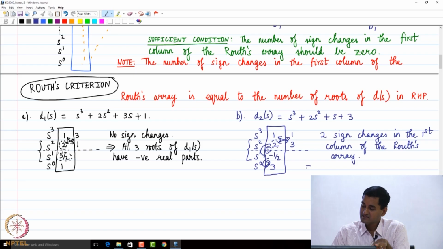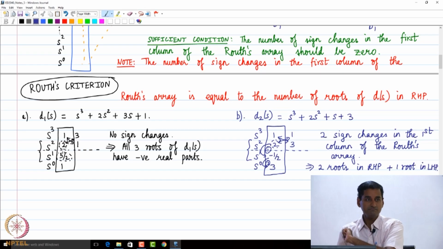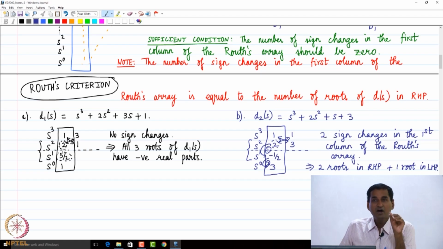So this implies that there are two roots in the RHP, and obviously where should the third root be? In the LHP, right? So plus one root in the LHP. Okay? Yes, please. No, why not? Yes, that's a good point. How come, like in this example, we are sure that it's not on the j omega axis?